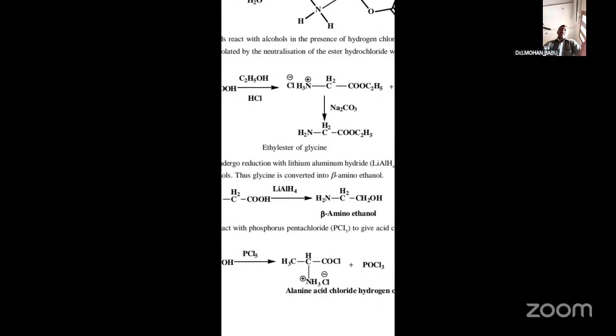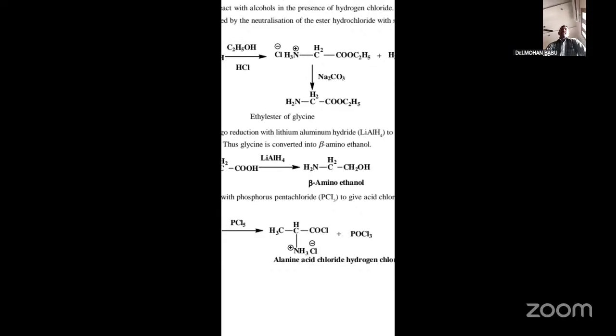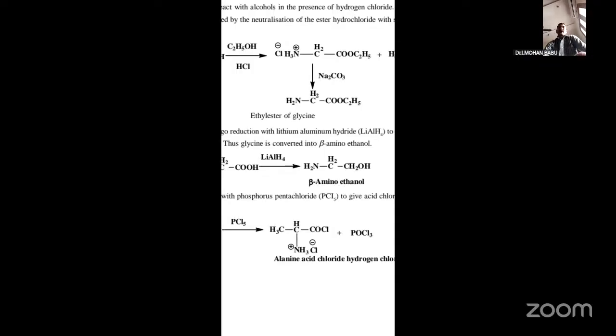A dipolar group is obtained, where the acid group gets esterified and you will get the ester derivative. By treating with sodium carbonate base, the NH3Cl is neutralized, and you will get this ethyl ester of glycine product here.